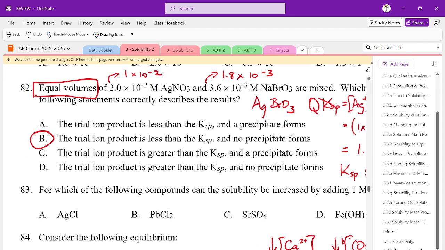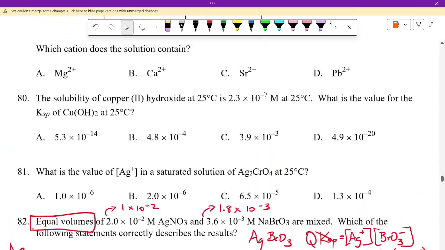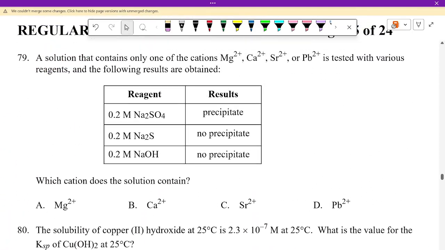The answer is C. The answer is D? C? Well, that's not right. So I need to fix the key. Fix key. For 79, I got the right answer, but I also thought that B might work as well.